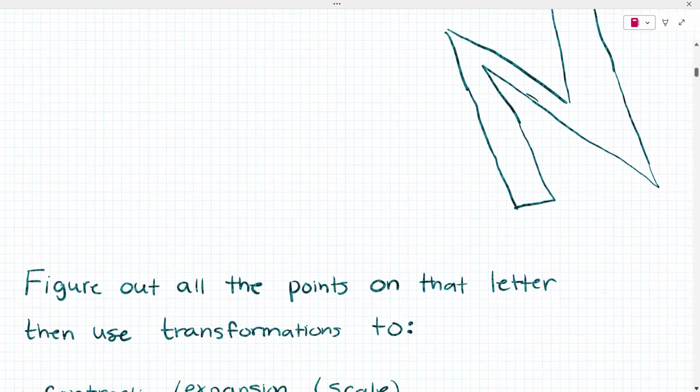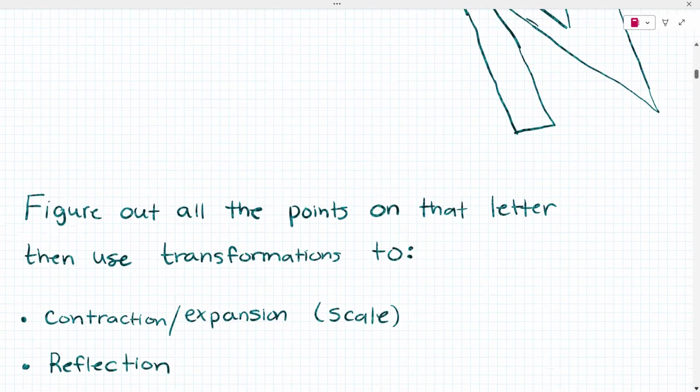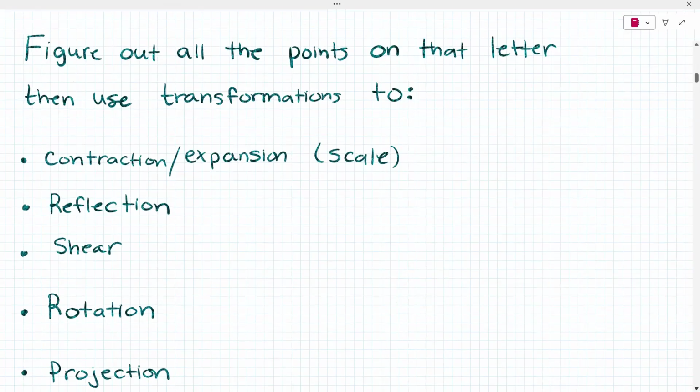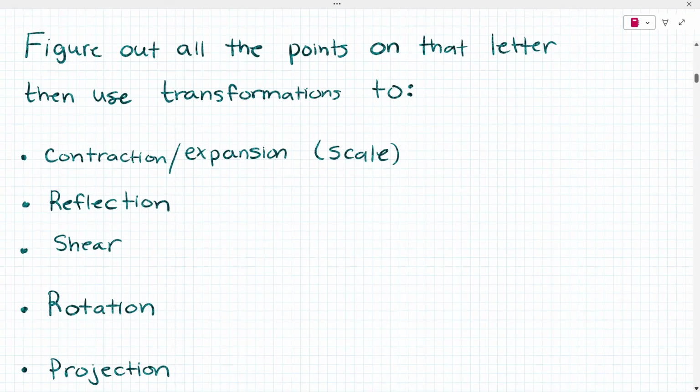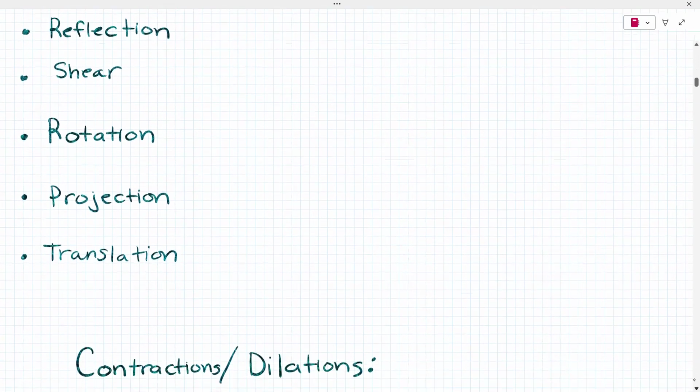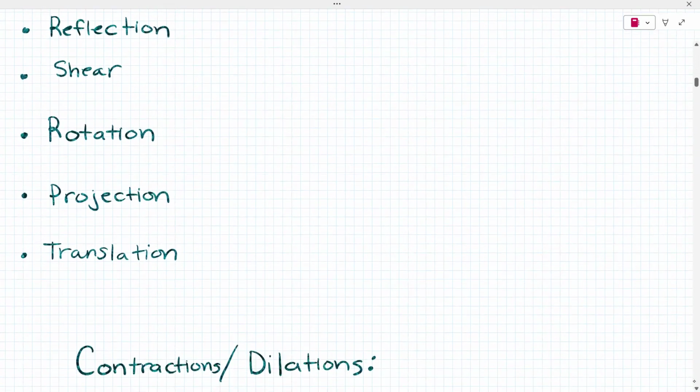And what do I mean by transformation? We can either contract or expand, meaning scale. We could do a reflection, a shear, a rotation, a projection, and a translation. Those are all transformations.